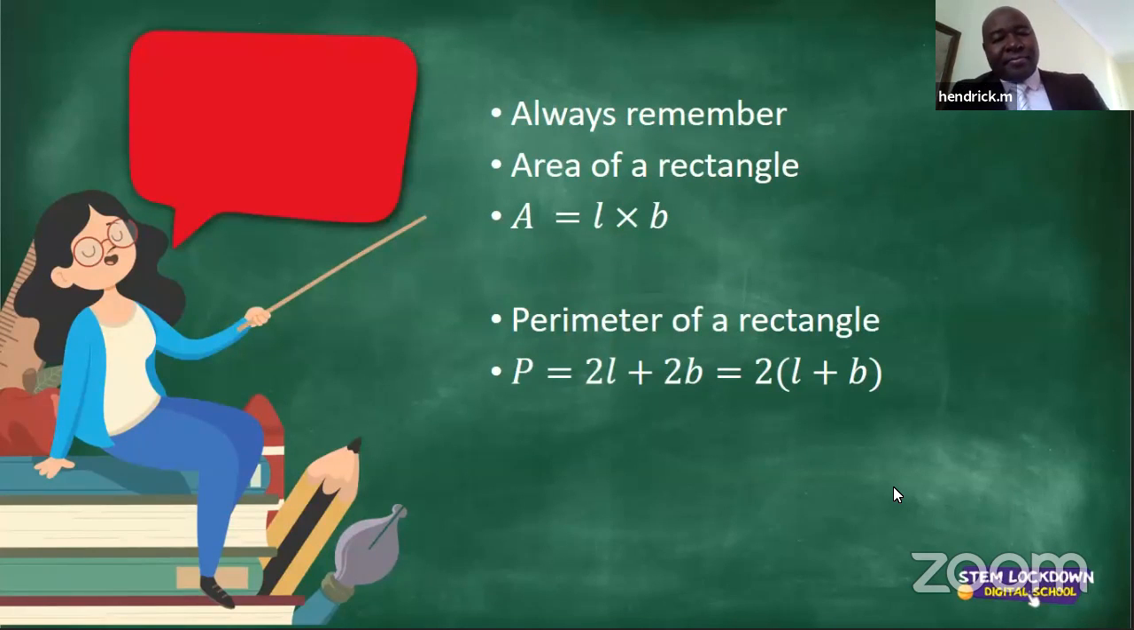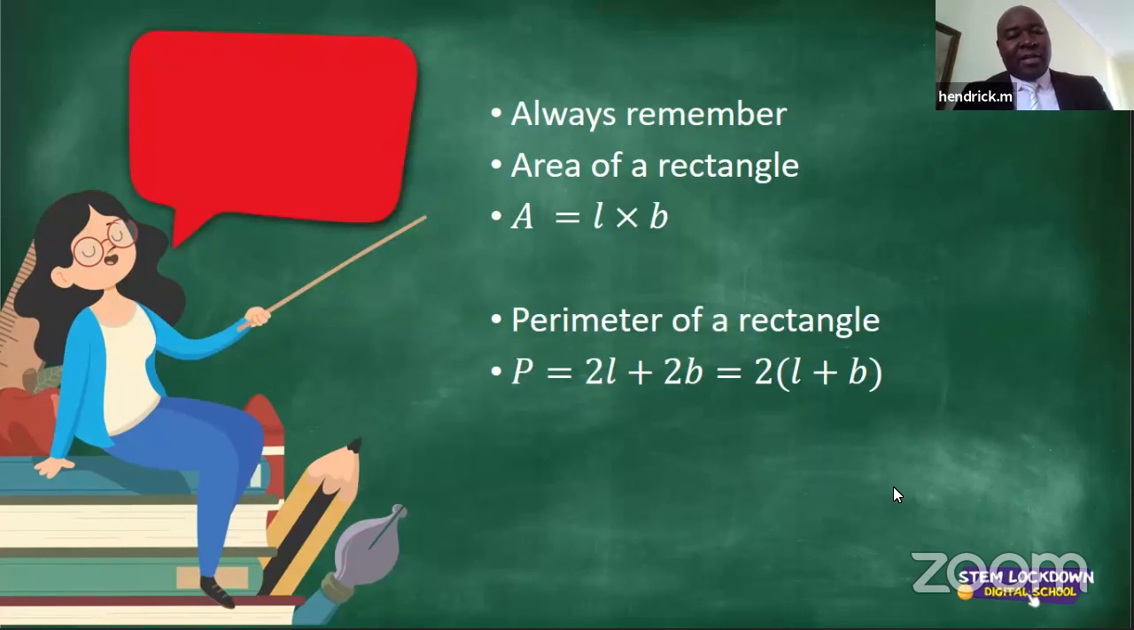Always remember, basic information that you need to remember is as follows. The area of a rectangle is equal to length times breadth. And the perimeter of a rectangle is equal to 2L plus 2B. This is something that you need to remember at all times when you are working with rectangles, whenever you have to calculate the area or the perimeter.